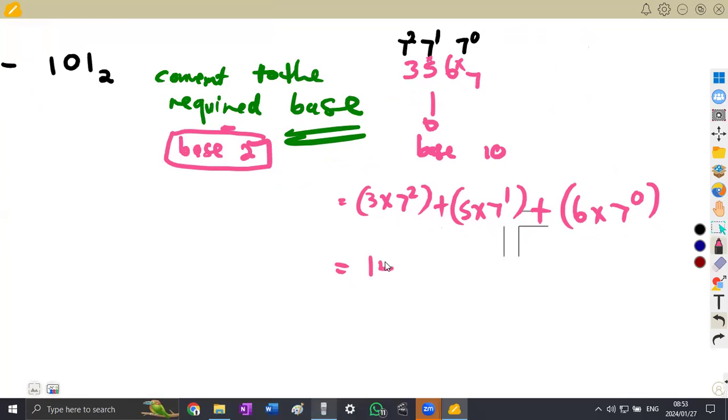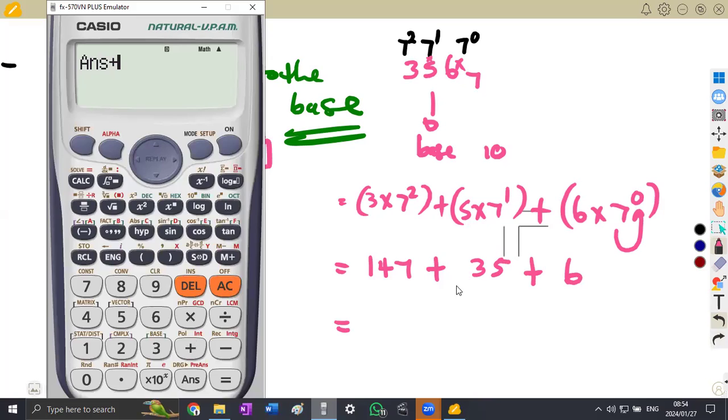So we've got 147 plus 7 to the power of 1, which is 7, then times a 5. 7 times 5, that is 35. Plus 7 to the power of 0, that's a 1, 1 times 6, which is a 6. Then we add these numbers, 147 plus 35 plus 6. This will give us what?